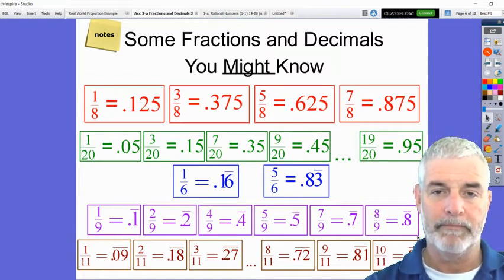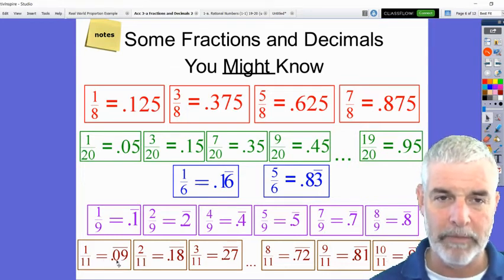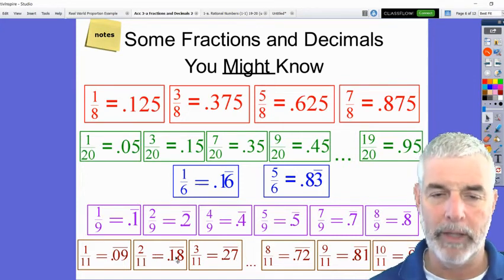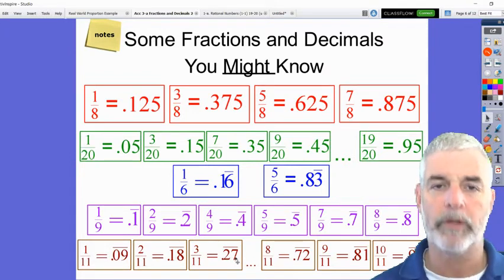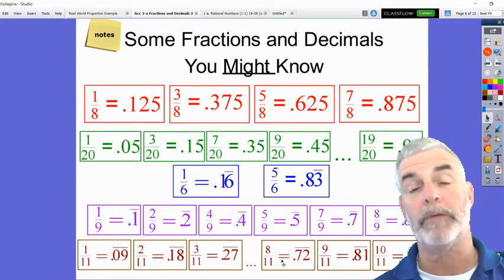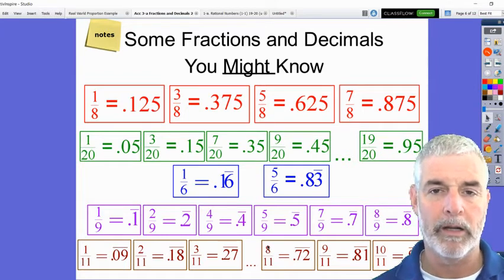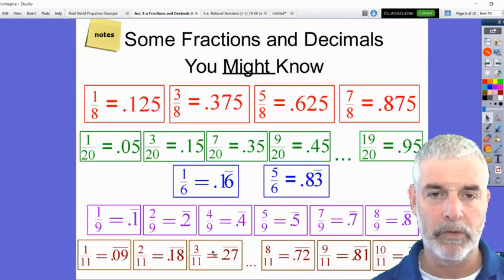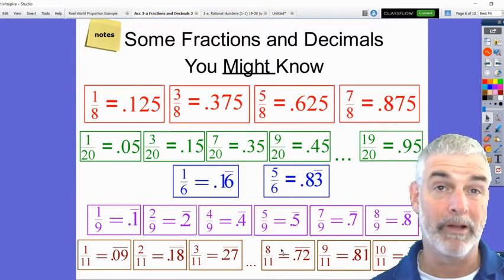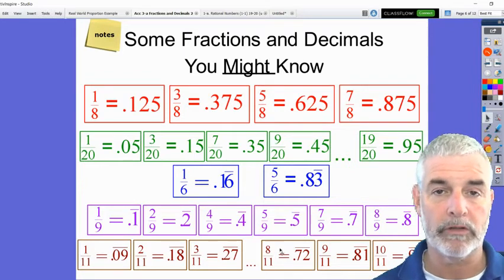11ths. What is the pattern here in 11ths? You should all, as advanced math students, be able to see this pattern pretty easily. 1/11th, 0.09 repeating. 2/11ths, 0.18 repeating. 3/11ths, 0.27 repeating. 4/11ths, 0.36 repeating. 5/11ths, 0.45 repeating. Where does this number come from? It's 9 times the numerator, right? 9 times 1, 9 times 2, 9 times 3, 9 times 4. So all 11ths work that way. So you can even memorize your 11ths fraction to decimal conversions, okay?